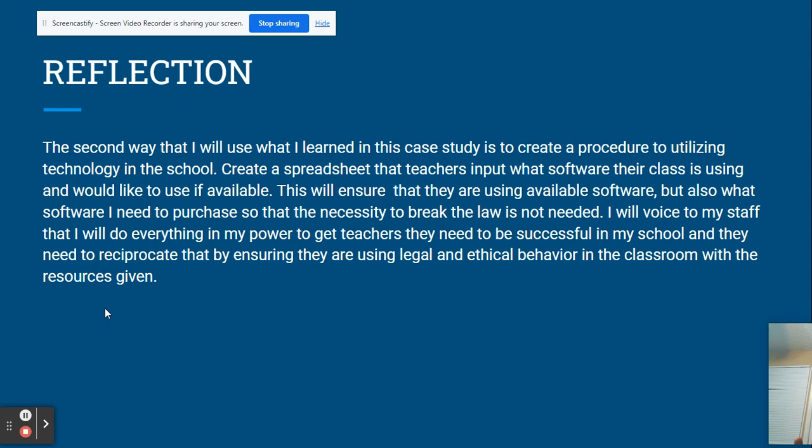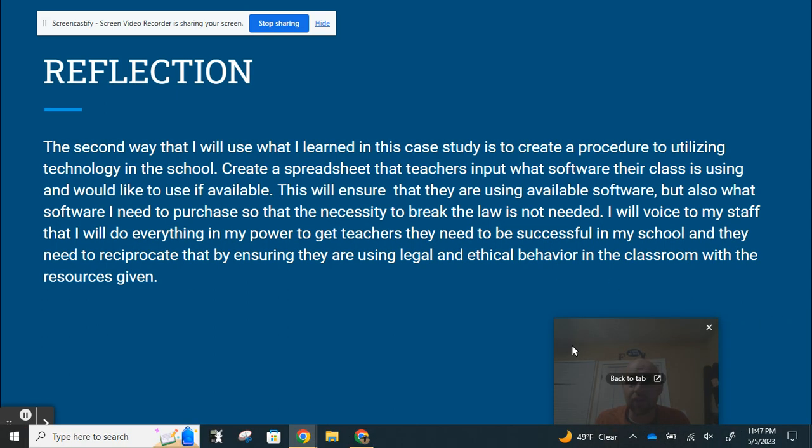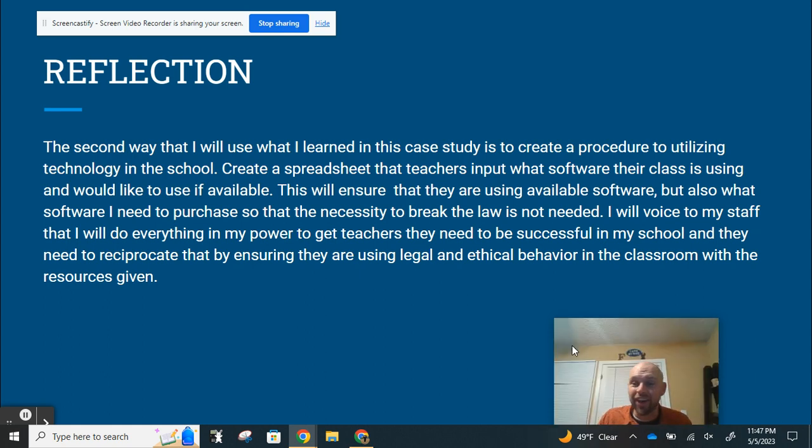The second way I'm going to implement this is to create a procedure to utilize technology in the school. Create a spreadsheet where teachers input what software they are using in their classroom and would like to use if available. This will ensure that teachers are using the software available, but also show what software I need to purchase so that they don't need to break the law to get it.